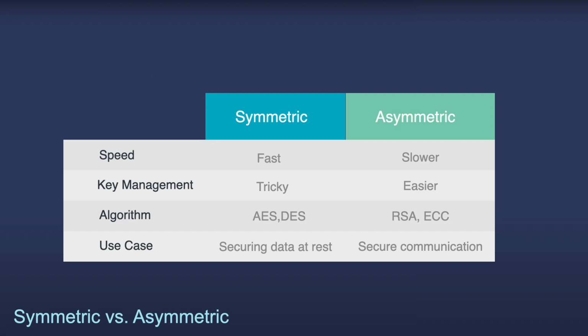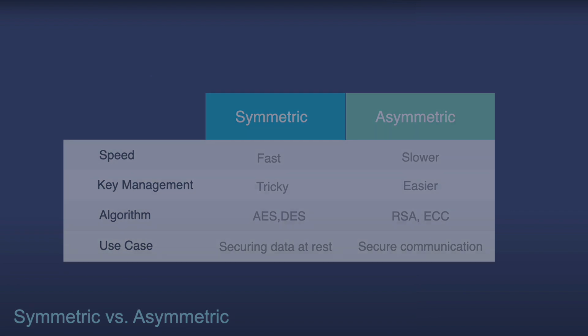Symmetric is faster but needs secure key sharing. Asymmetric is slower but simplifies key distribution. If you're sharing keys with a third party, asymmetric is usually the way to go. In the real world, systems like HTTPS combine both. Asymmetric encryption securely exchanges a symmetric key, which then encrypts the bulk of the data for speed. This gives you secure key sharing and fast performance. Think of it as the best of both worlds.